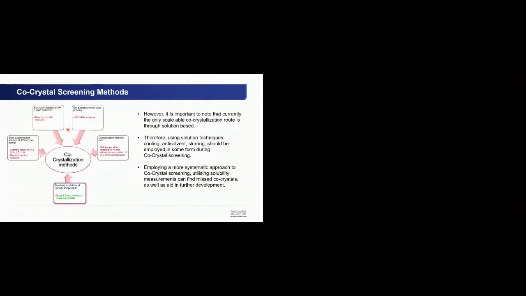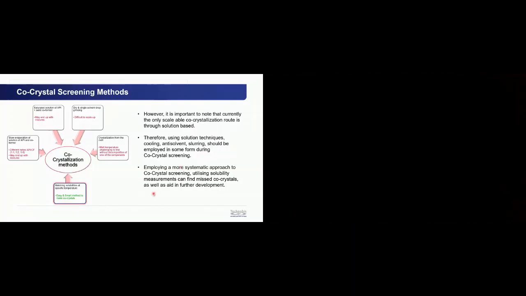However, it's important to note that when you're coming to scale up of a co-crystal, the only real ones that can be scaled up to large scale are through solution-based routes. There are significant advancements in solid state co-crystallization at scale and continuous, through hot melt extrusion or through continuous milling, but they're not nearly at the stage where you could take it to, say, an industrial scale. So you would need to look at solution-based routes during any co-crystal screening to identify a way of doing that.